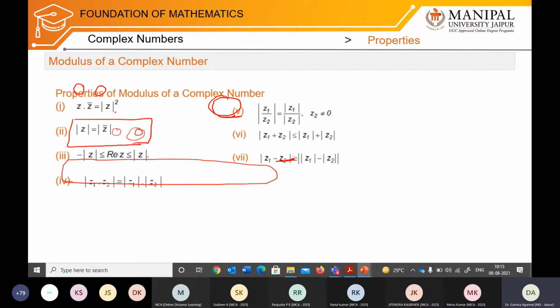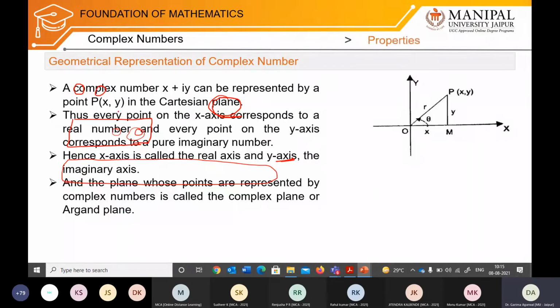Here we have a few properties of complex numbers: z times z bar is mod z square, and mod z is equal to mod z bar.